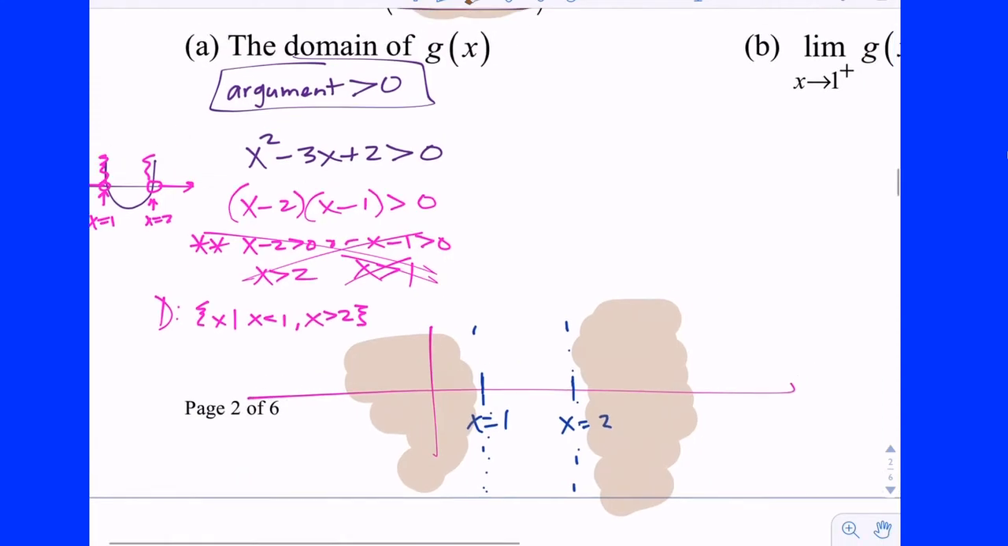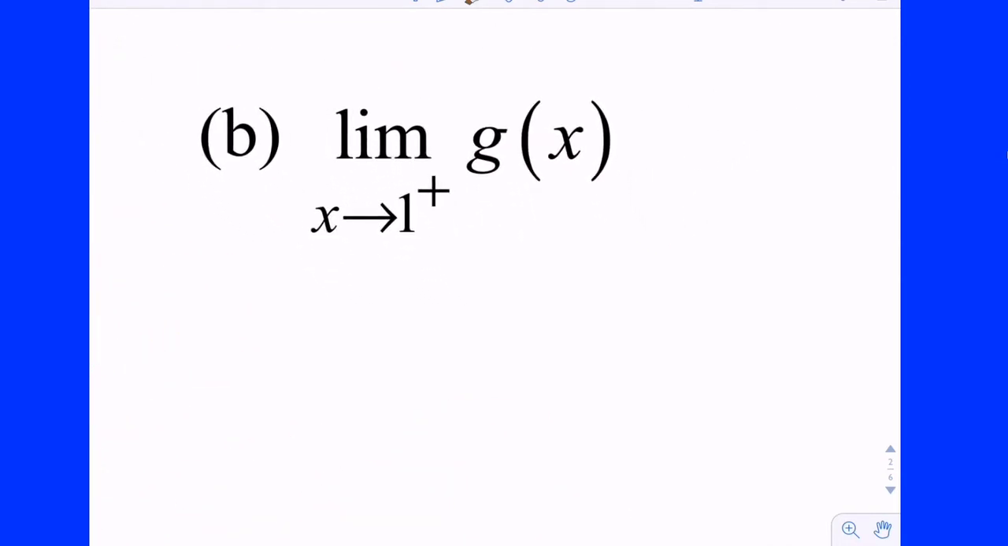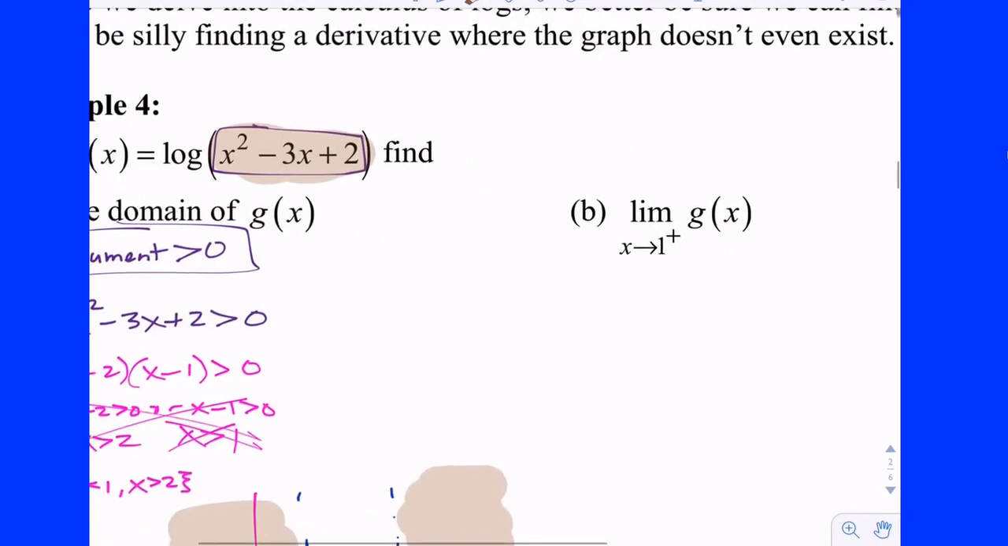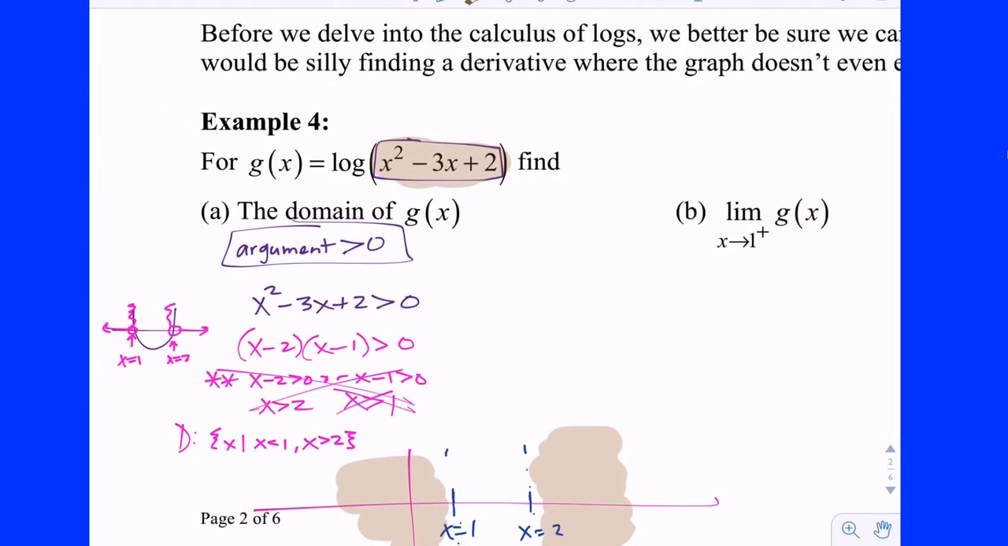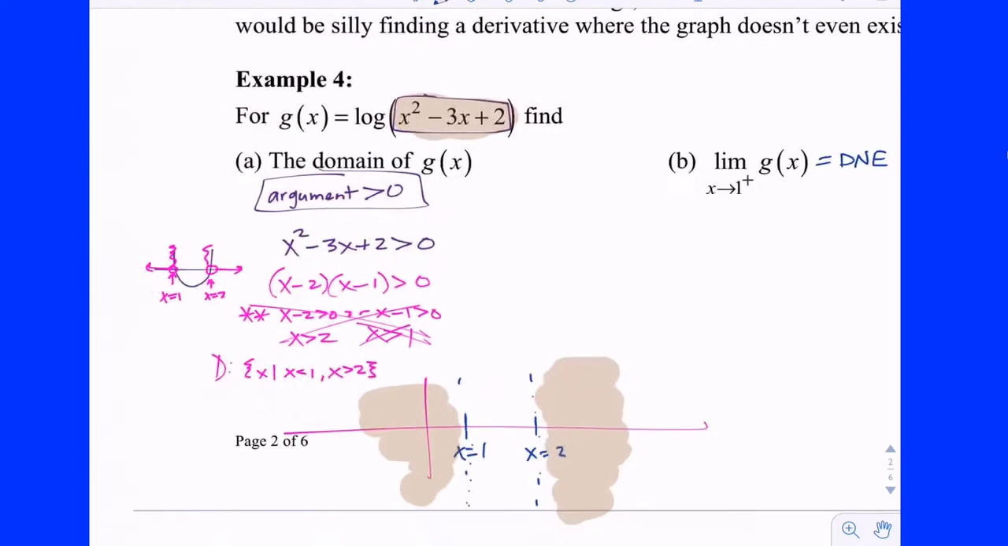I'm going to write in some follow-up questions here. Part B, what would be the limit then of that function as x approaches 1 from the right? Well, if you use direct substitution, you're going to get log of 0, which you realize is undefined. So DNE is not a bad answer. It's undefined. But if it's positive or negative infinity, you want to do better than that.